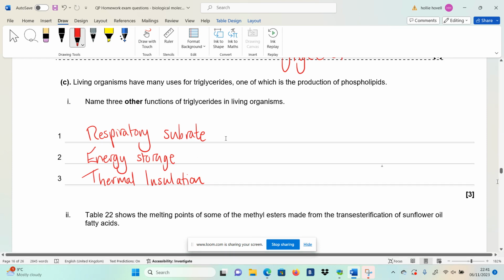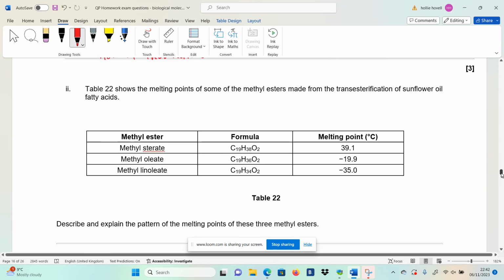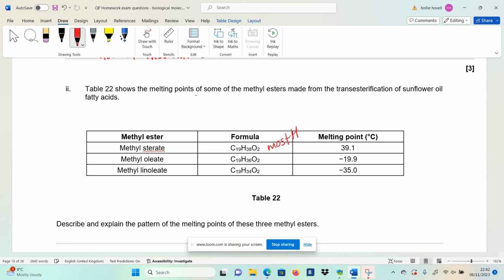Table 22 shows the melting points of some of the methyl esters made from transesterification of sunflower oil and fatty acids. So this is what the start of the question was talking about. Describe and explain the pattern of melting points in these three methyl esters. Okay, so the difference here is that they've all got the same carbon, they've all got the same oxygen, but we've got a pattern here with the hydrogen. So this one at the top has got the most hydrogen, and this one at the bottom has got the least hydrogen. Okay, don't worry about the names.